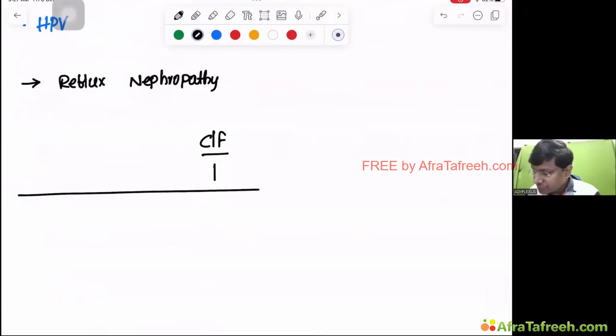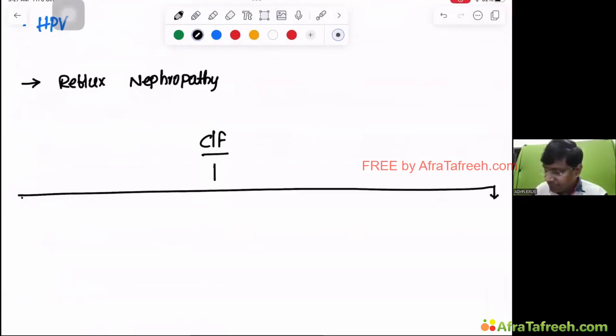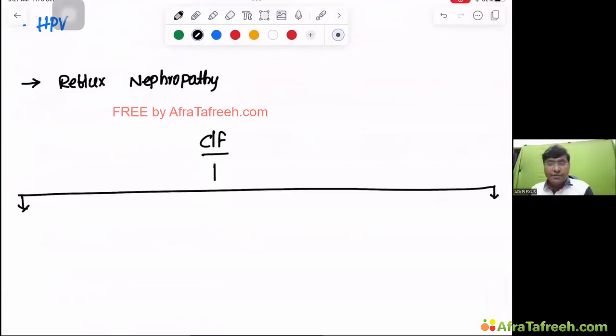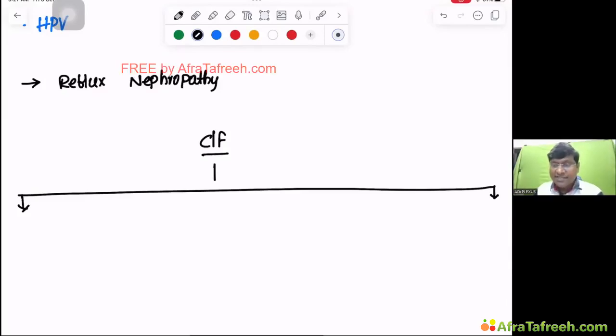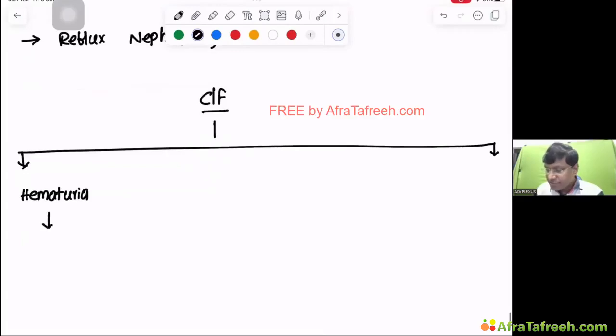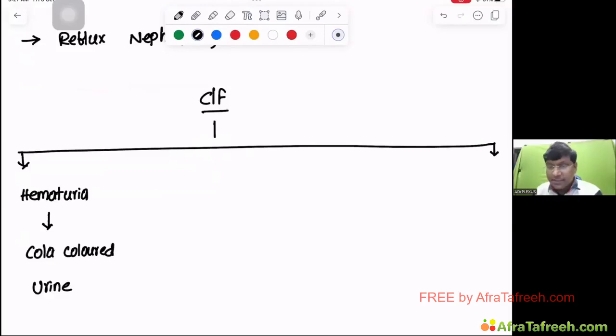Now, if you take the clinical features in these patients with FSGS, these clinical features include the following. Number one, you have to remember that in nephrotic syndrome, usually you will not have hematuria, but this is the exception. In FSGS, these patients will have hematuria, because of which the patient will complain that the color of the urine is cola colored.